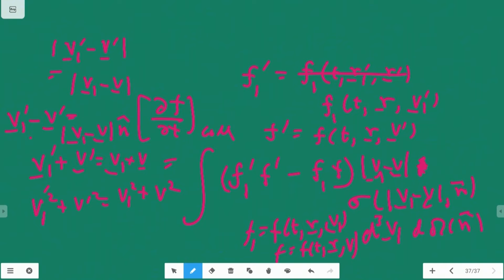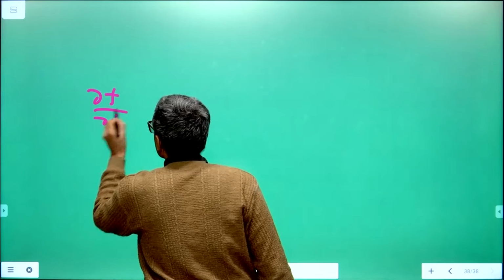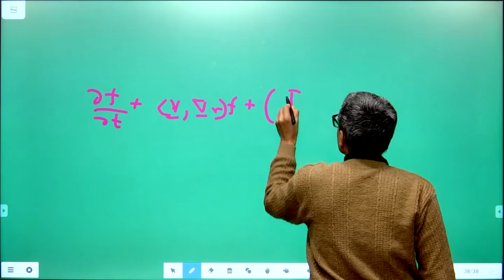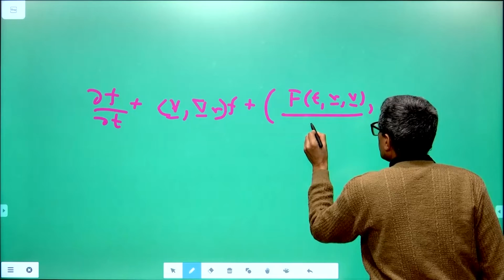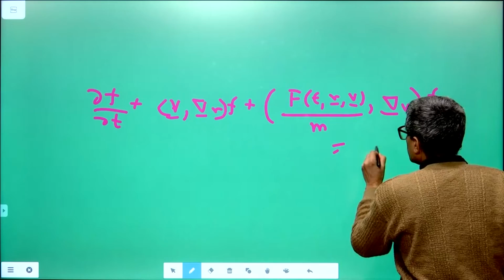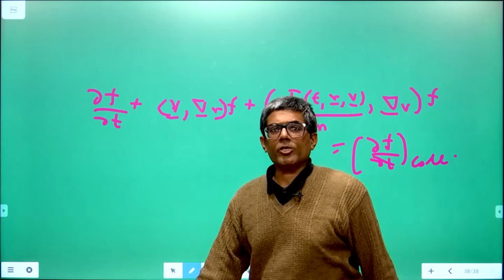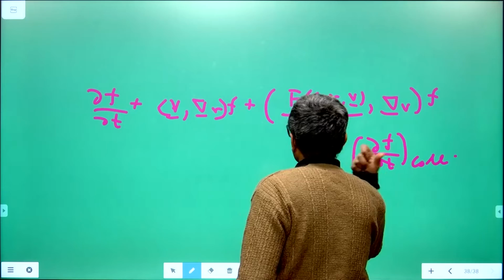So, the Boltzmann equation is conveniently written as dou f by dou t plus v dot del r f plus the force F of t, r, v per unit mass, if the force is per unit mass, dot del v multiplied by f, is equal to dou f by dou t collision. This is called the Boltzmann kinetic transport equation. From this equation we can derive Boltzmann's H theorem, which says that the entropy of the particles increases, provided you use the expression for dou f by dou t in terms of the expression which we just derived in terms of binary collisions.